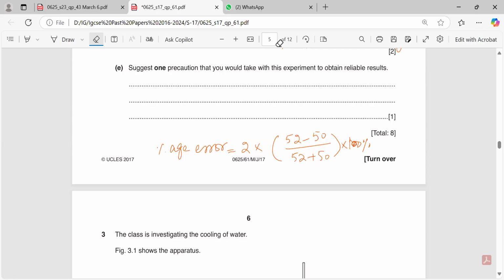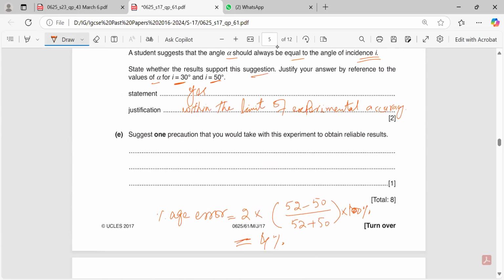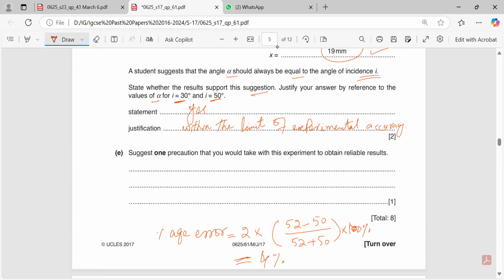Now the answers given by students are 3.92, 3.9, 3.92, 3.94%. So let's make it roughly equal to 4%. If it is 4% error, it means our answer is 96% accurate. So we can easily write here yes, within the limit of experimental accuracy.